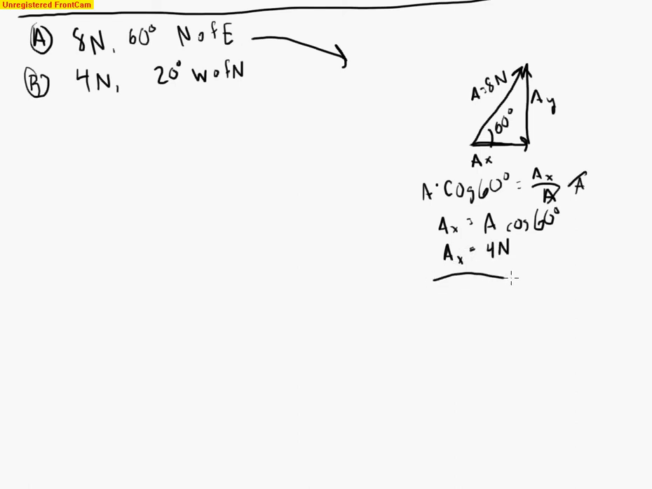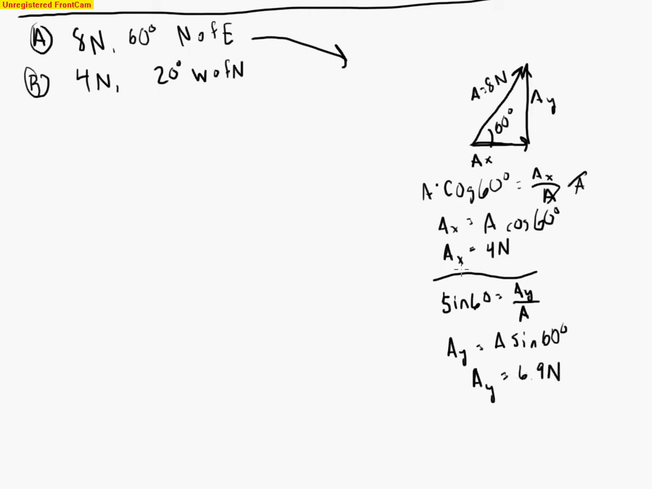Okay, now we need to find AY. So AY is opposite of the angle, so we can use sine. Sine of 60 degrees equals opposite, which is AY, over hypotenuse A. So then AY is going to be A times sine of 60 degrees. So when you solve that, you get 6.9 newtons.